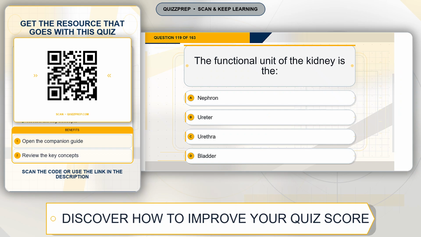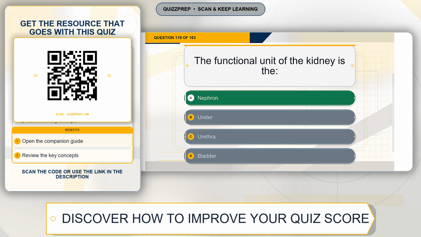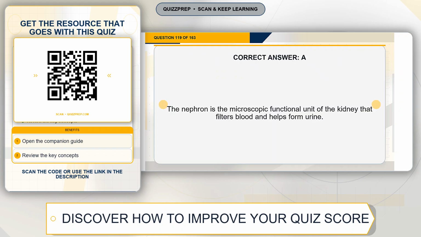Option B, ureter. Option C, urethra. Option D, bladder. The correct answer is option A, nephron. Explanation. The nephron is the microscopic functional unit of the kidney that filters blood and helps form urine.